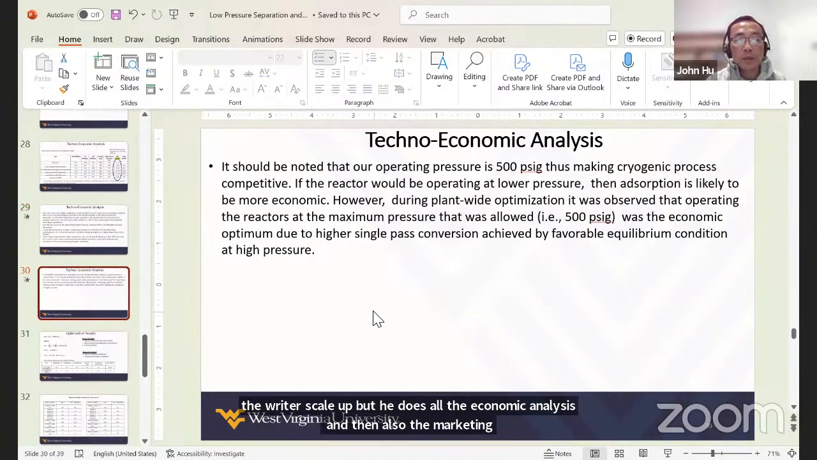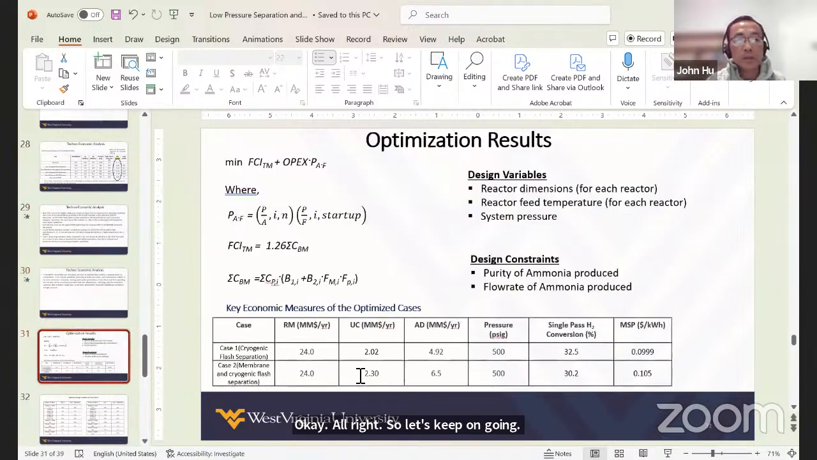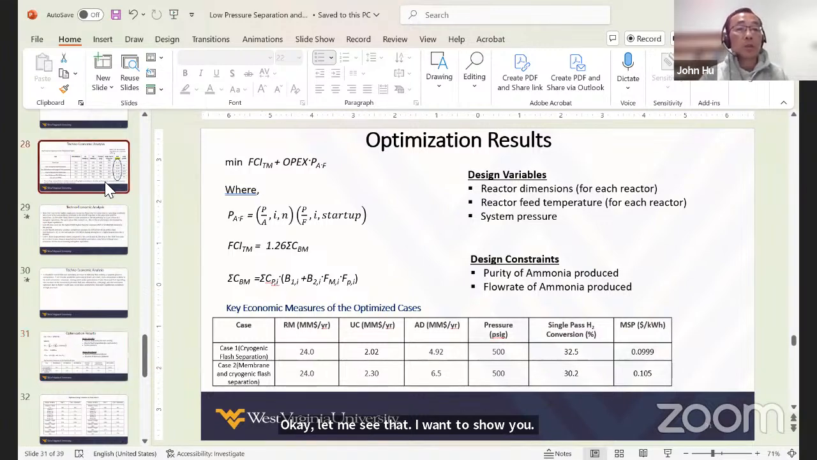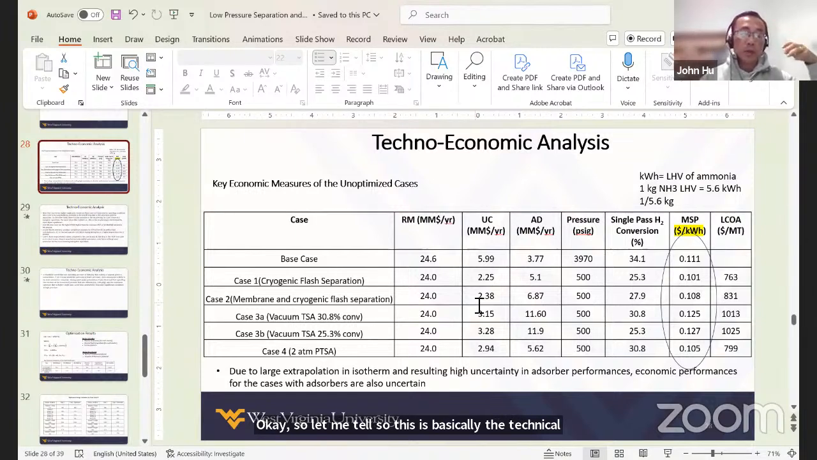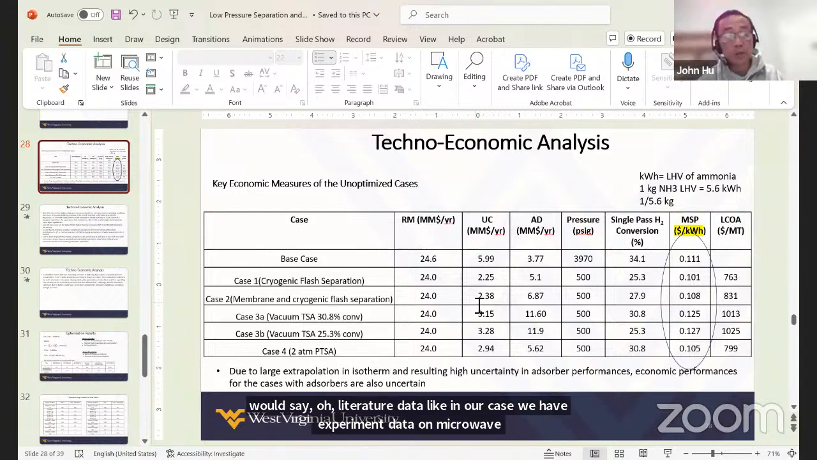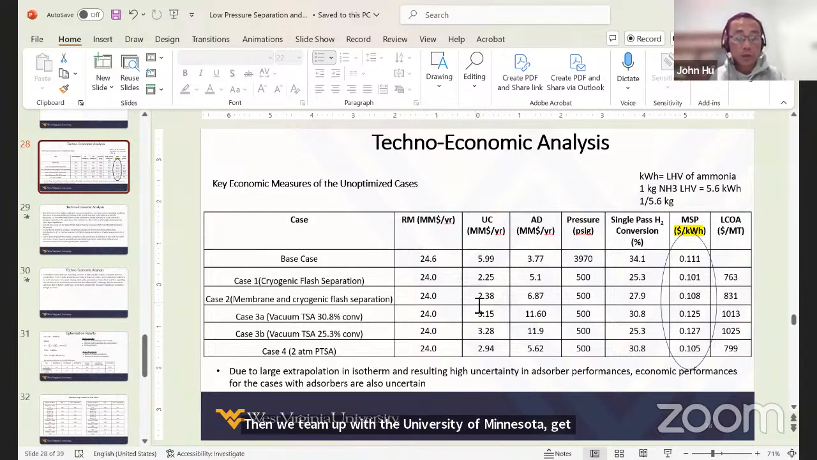Technical economic analysis. Okay, let me show you. So this is basically the techno-economic analysis. You use your experimental data, or literature data. In our case, we have experimental data on microwave. Then we teamed up with the University of Minnesota to get the downstream, and put it together. The table here shows the preliminary TEA, technical economic analysis. Preliminary means it's not optimized yet.